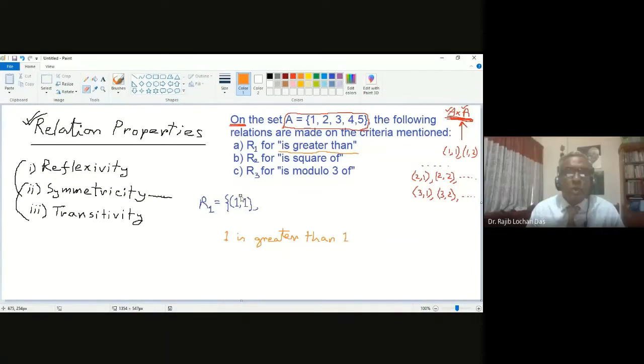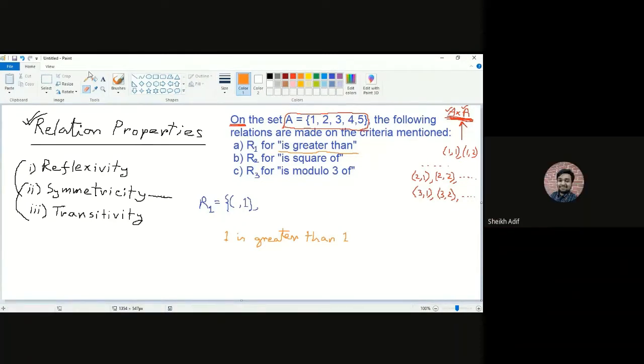So what do you think, is (1,2) possible? Yes, sir. (1,2)? No, no, no. (1,2) means 1 is greater than 2, no. The first one has to be greater. Okay, sir. Yes.